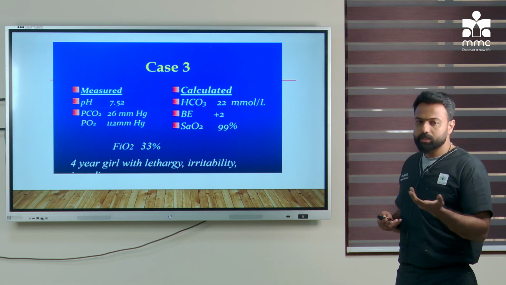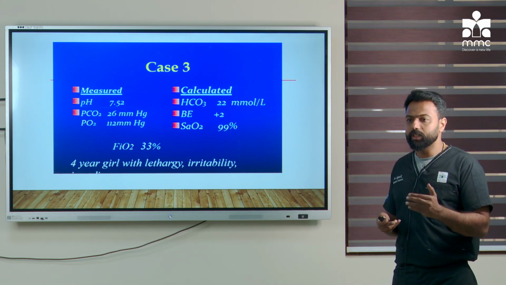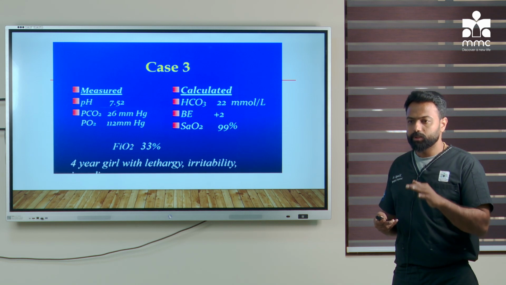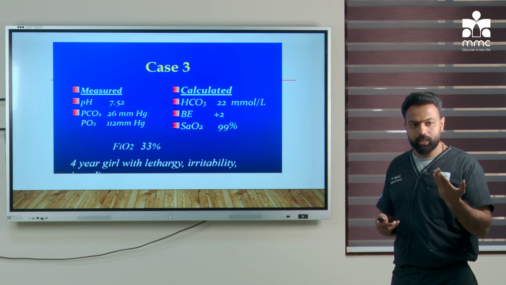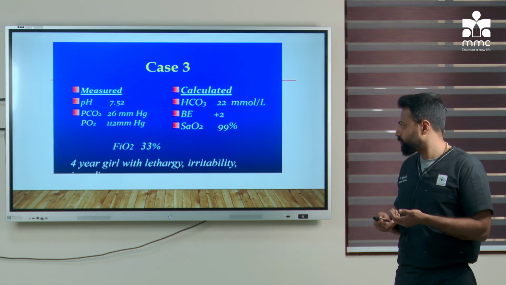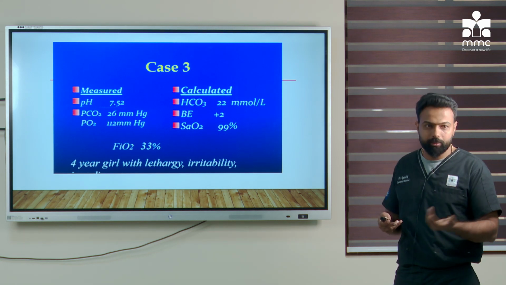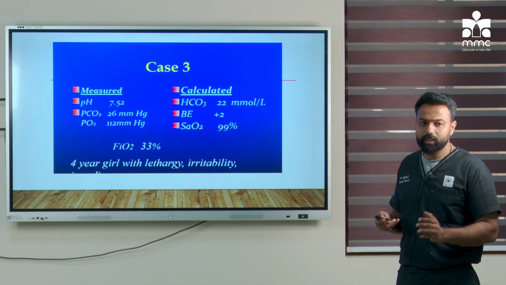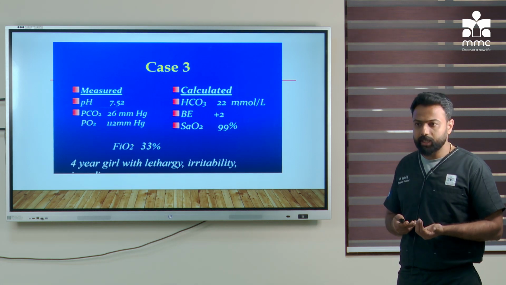So you look at the pH. pH is 7.52 here. So it is an alkalosis. So you look at the PCO2. PCO2 is low here. PCO2 low means it is due to the respiratory cause. So this baby may be breathing fast because of the lethargy, the irritability maybe. She is crying maybe, or whatever it is. She is breathing very fast, so that's why it is the alkalosis, a respiratory alkalosis.